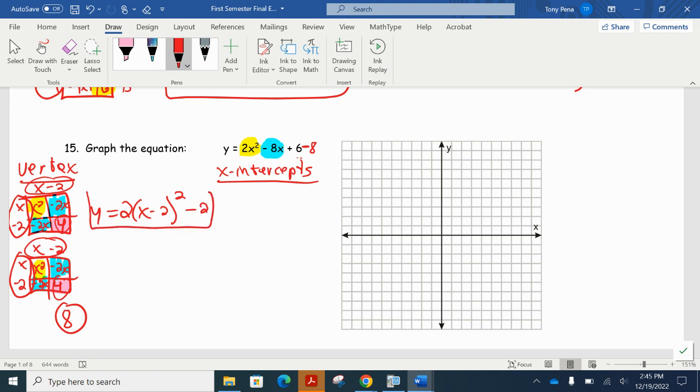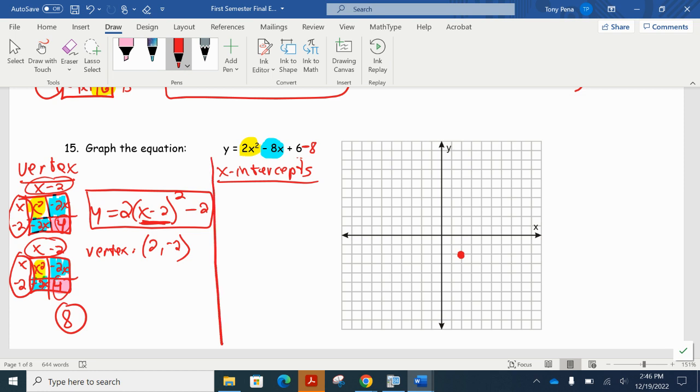So this is vertex form. So I should now be able to ask what the vertex is. It would have to be a positive 2 and a negative 2. So plot that point, 2, negative 2. That's our vertex.